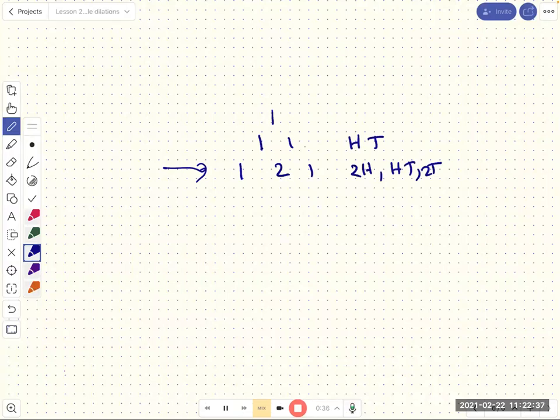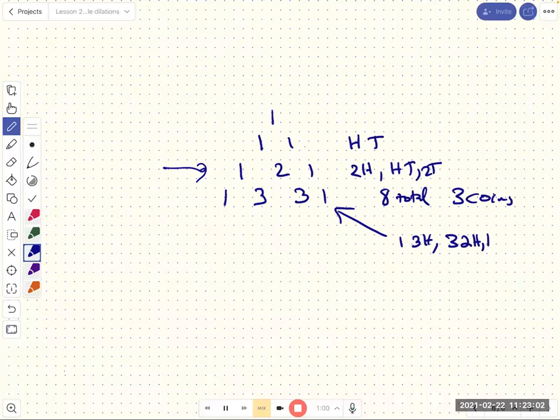What's your next row of Pascal's triangle? 1, 3, 3, 1. How much does that add up to? Okay, 8 total, which is 3 coins. 3 coins have 8 total. So what are your possibilities with 3 coins? Okay, so you have 1 times 3 heads. 3 times what? 2 heads, 1 tail. 3 times 1 head, 2 tails. And 1 times 3 tails.